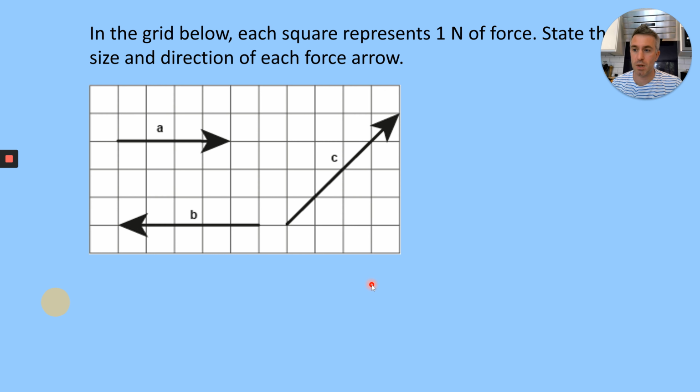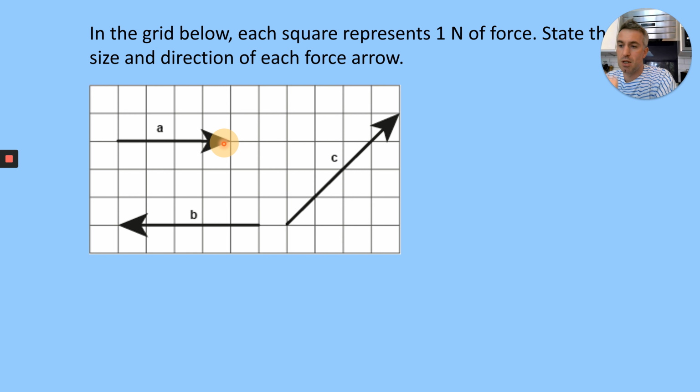Here's an example. Here's some things for you to try. I'll do the first one for you. In the grid below, each square represents 1 Newton of force. Force is another example of a vector. State the size and the direction of each force arrow. So this one is 1, 2, 3, 4. 4, but it's not a vector yet because I haven't said the direction.